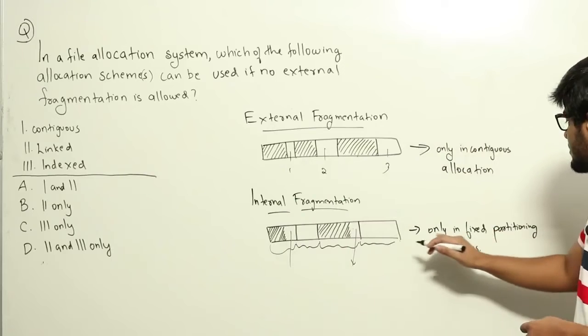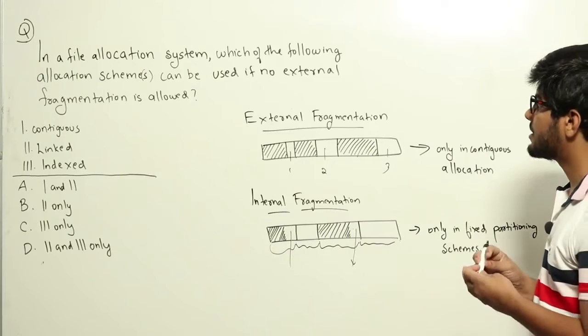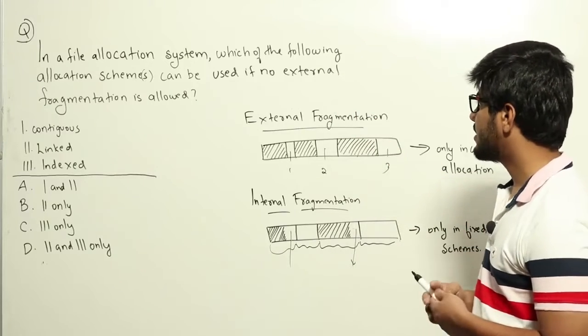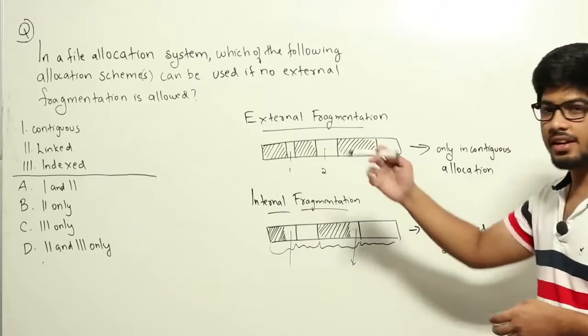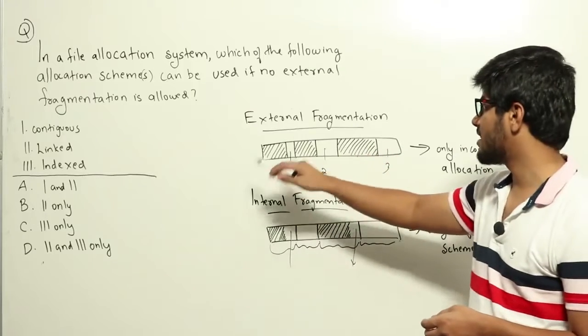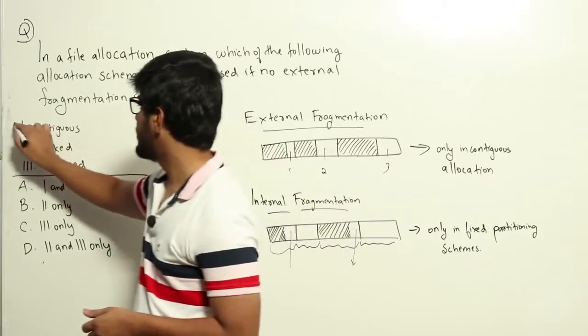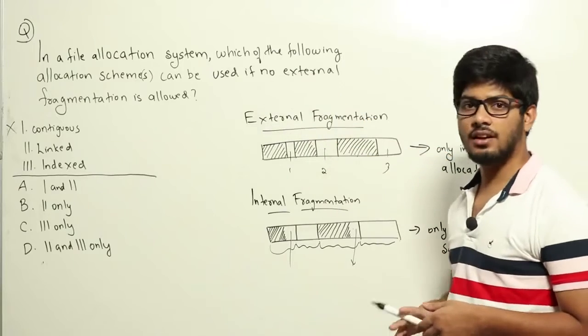Internal fragmentation exists only in fixed partitioning schemes. So based on this information, we can look at the question. They have asked only about external fragmentation here. Now one is contiguous allocation scheme. Clearly, as I have explained, in contiguous allocation scheme there will be external fragmentation, which I showed you just a while back. So this we can't use. They are asking no external fragmentation is allowed.